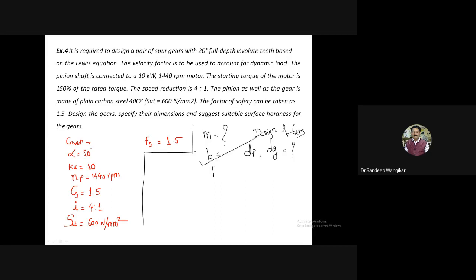And select a suitable hardness. So BHN is also asked. We have to calculate the BHN. So this is the given data. I will give you a time of 1 minute. Just write down, then we will proceed further.